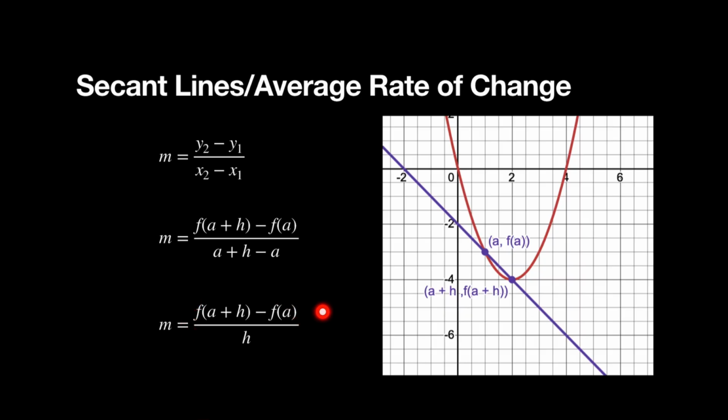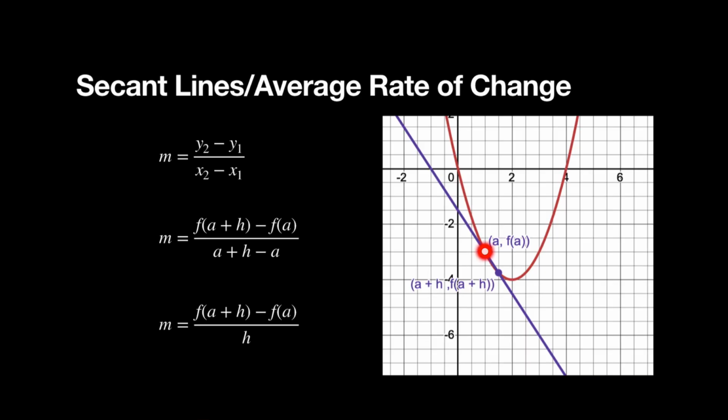This is an expression that will give us the slope of a line that connects 2 points that go through a function. This is known as a secant line, a line that connects 2 points on the graph of the function. And this quantity is also the average rate of change of that function.